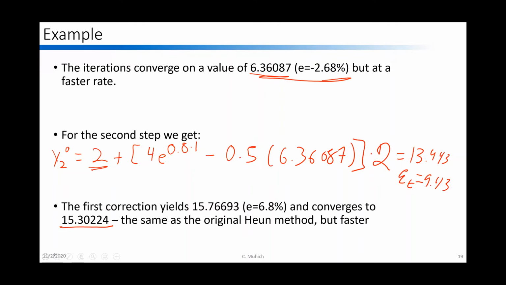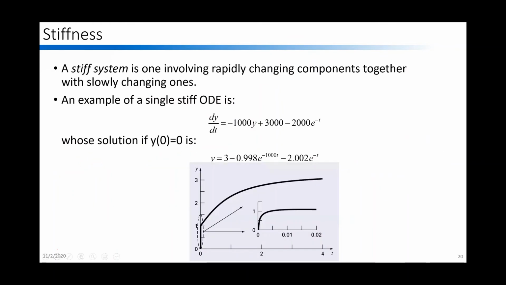We're ready to move on to the next topic, which is stiffness. So we've sort of danced about this idea, but to sort of solidify it, stiffness in a system is how rapidly we have components that are going to change together with slowly changing ones. So in other words, I have regions where I have high variability with low variability. So I'm having some sort of rapid change in these values.